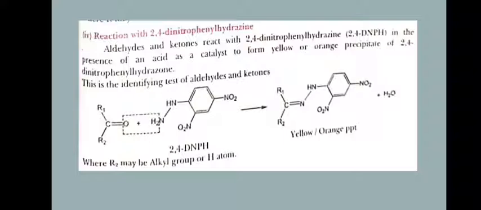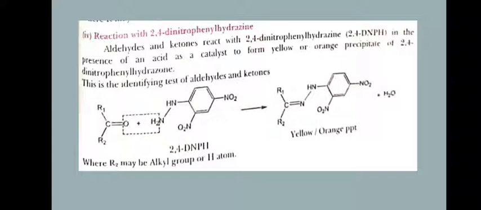Here, the reaction with 2,4-dinitrophenylhydrazine is given. Aldehydes and ketones react with 2,4-DNPH in the presence of an acid as a catalyst to form a yellow or orange precipitate, or 2,4-dinitrophenylhydrazone. The yellow or orange precipitates are formed.